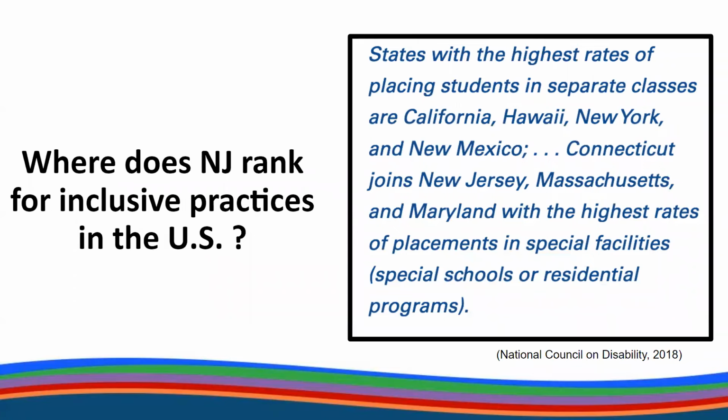You may be surprised by the list of states shown here with the highest rates of placing students in separate classes or special schools or residential programs, including California, Hawaii, New York, New Mexico, Connecticut, New Jersey, Massachusetts, and Maryland. However, now that we have identified the problem, we can respond with educational practices that begin to shift these statistics toward more inclusive opportunities for all students.